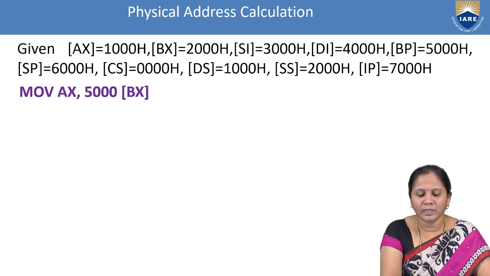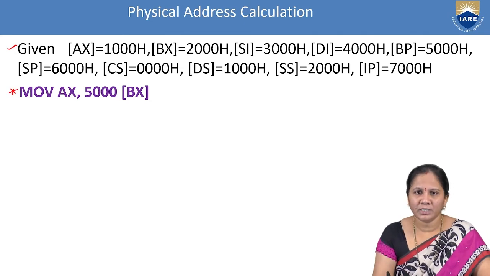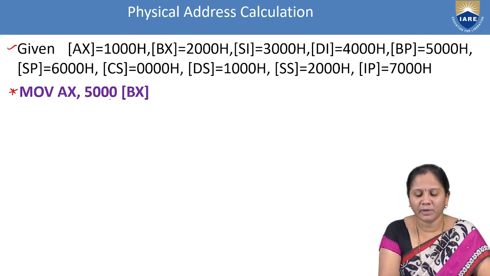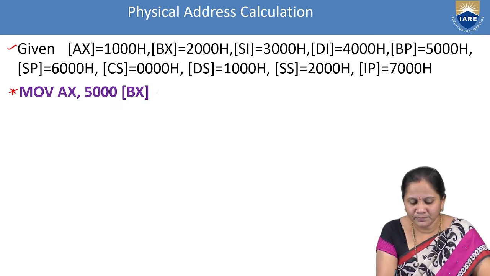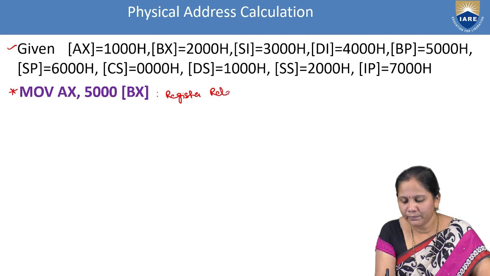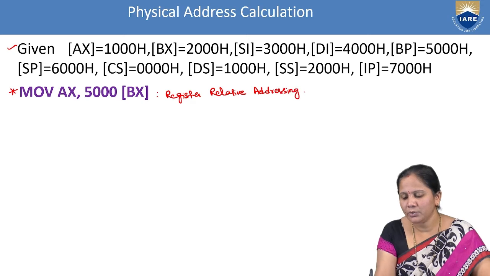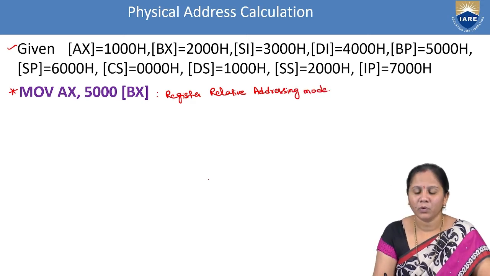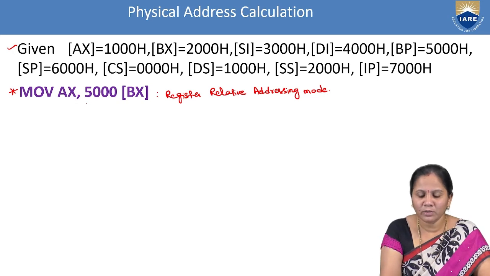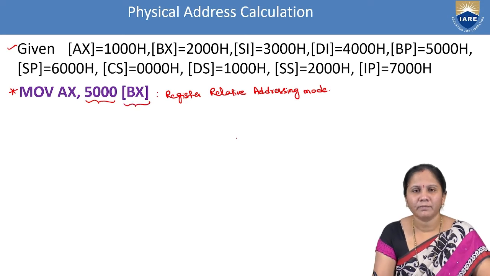Now, so here for the same given data, but here the addressing mode is different. So, this is move AX, 5000 and here BX is also there. Okay. So, here this comes under register relative addressing mode. Register relative addressing mode. Okay. So, in this register relative addressing mode, this is the relative which represents the displacement and this is the register. Okay. So, register relative addressing mode.